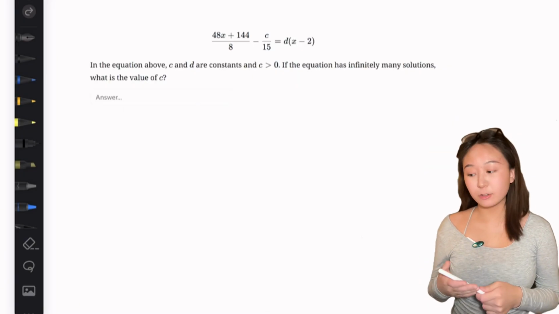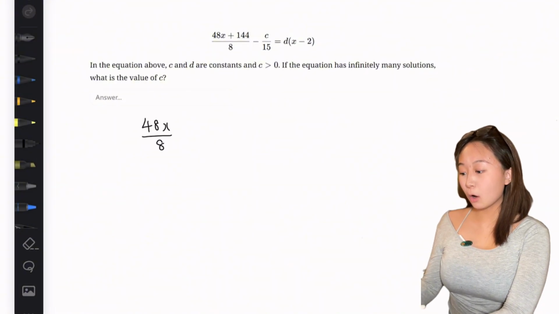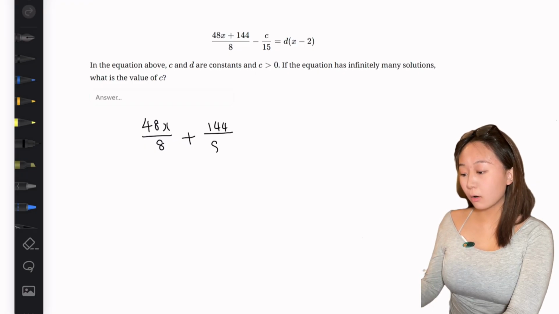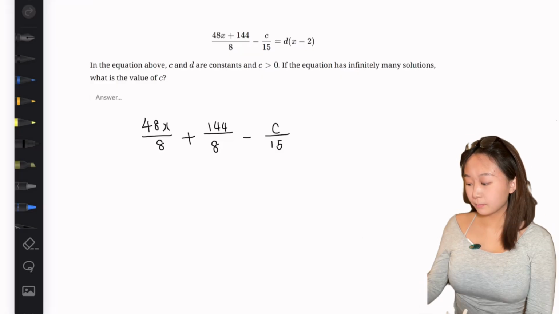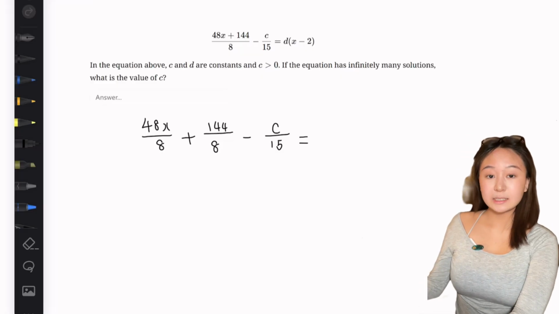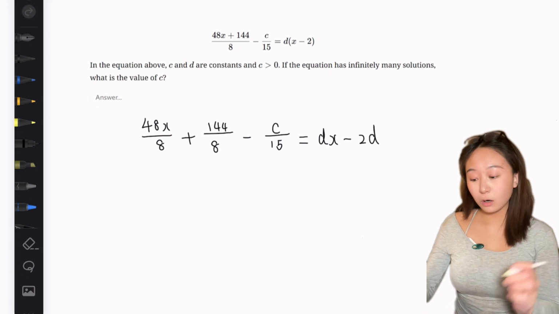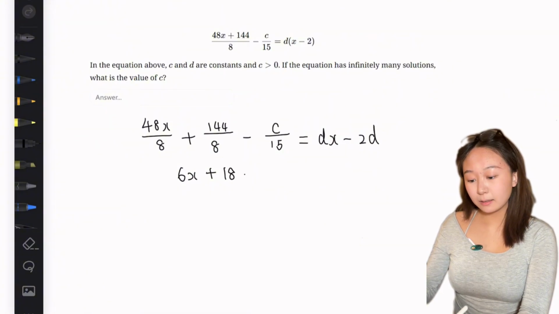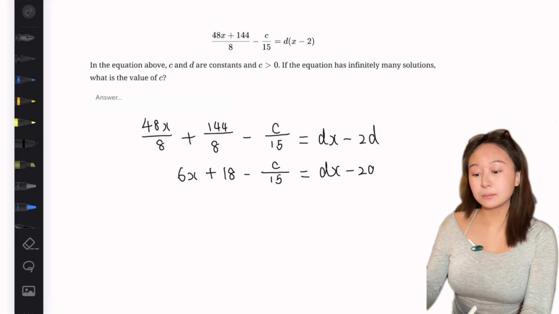First, let's split the fraction. So we got 48x over 8 plus 144 over 8 minus c over 15. Okay, for the right side, let's distribute d. So we got dx minus 2d. And now we can simplify it more. So we got 6x plus 18 minus c over 15 equals dx minus 2d.